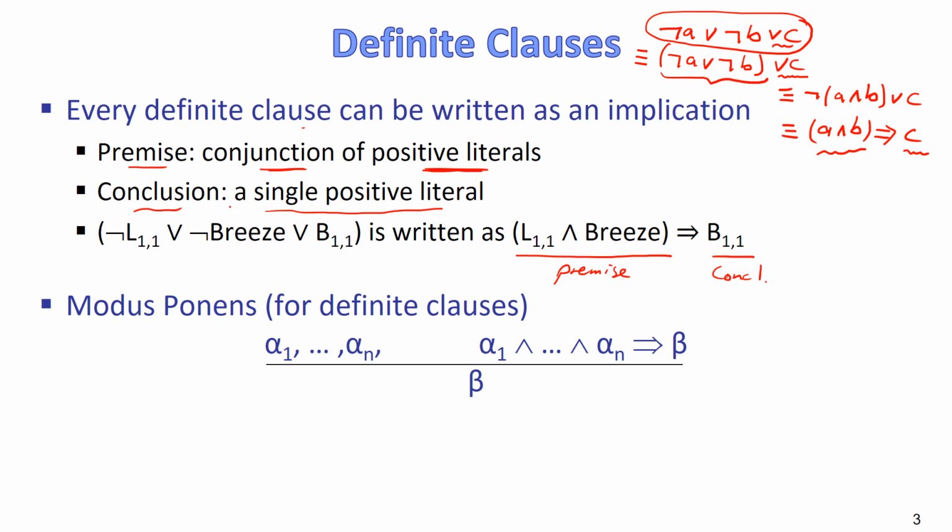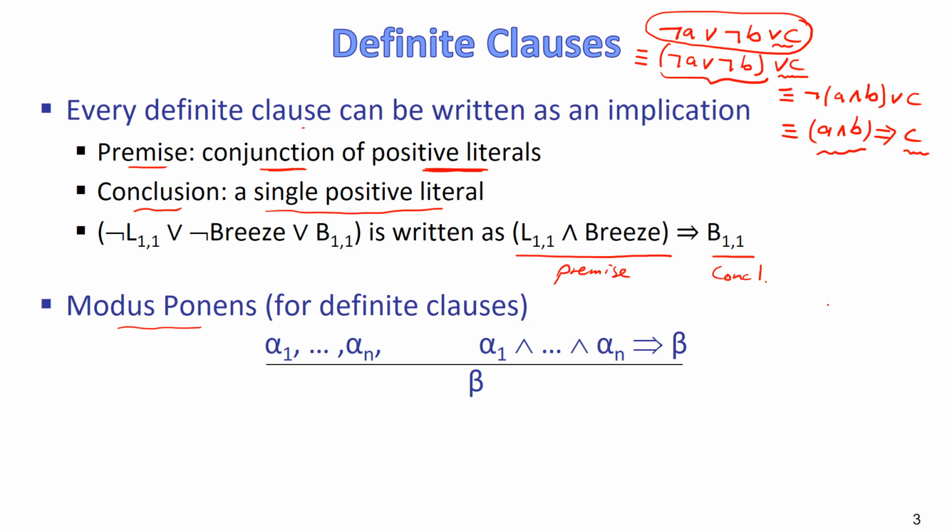Now, what is the benefit of that? The benefit of that is that we can apply a rule like modus ponens. I think you are familiar with modus ponens already. You heard about that from the discrete math course, which seems very useful in this AI course.